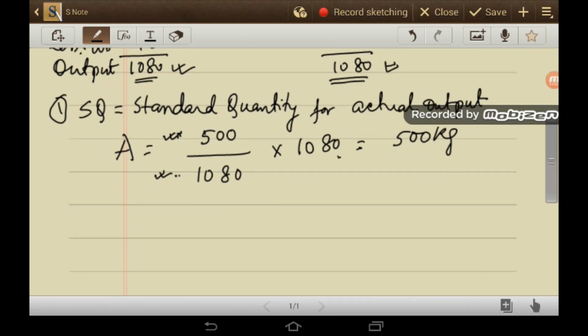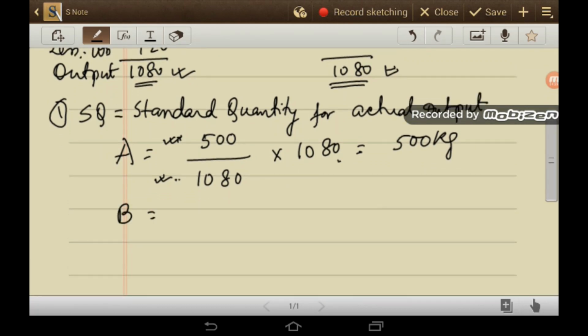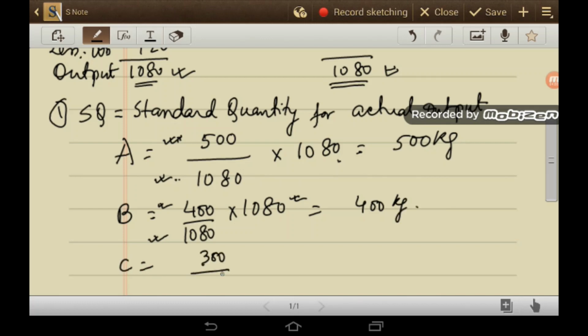Similarly, we will find the standard quantity for material B. So this is 400 by 1080 into 1080. 400 kg is the standard input, 1080 is the standard output, and this 1080 is the actual output. So this is 400 kg. And for C, 300 into 1080 by 1080 is equal to 300 kg. So standard quantity, the first parameter, we have calculated.